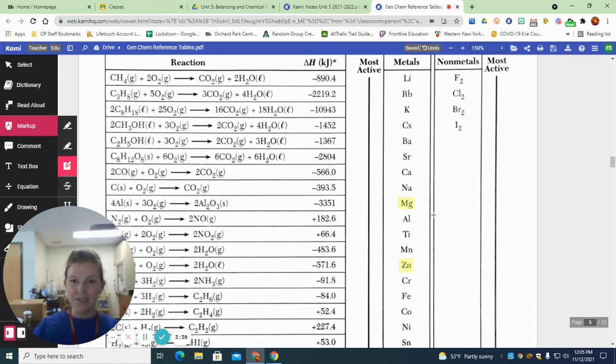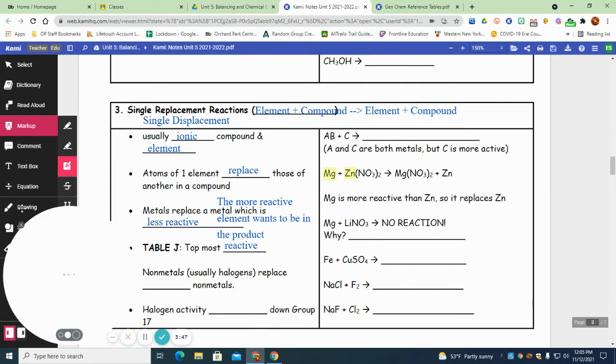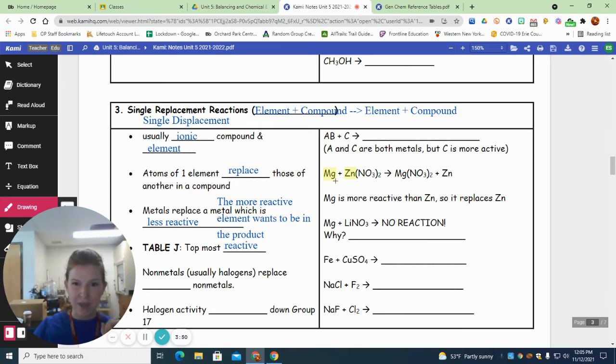So what can we see? We can see that magnesium is higher than zinc on this table, so magnesium is more reactive. Heading back, that tells me the magnesium is going to come in, kick out the zinc, and take its place. So we wind up with Mg(NO3)2, and now zinc is by itself. Why? Magnesium is more reactive than zinc, so it replaces the zinc.